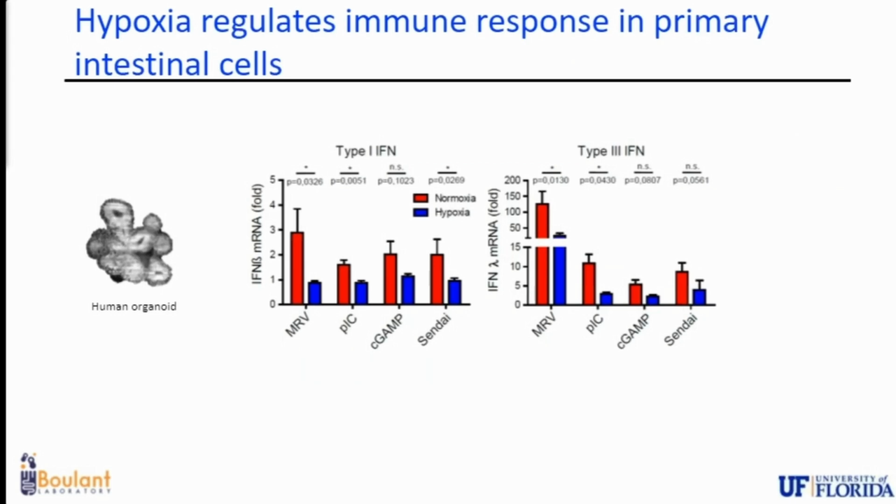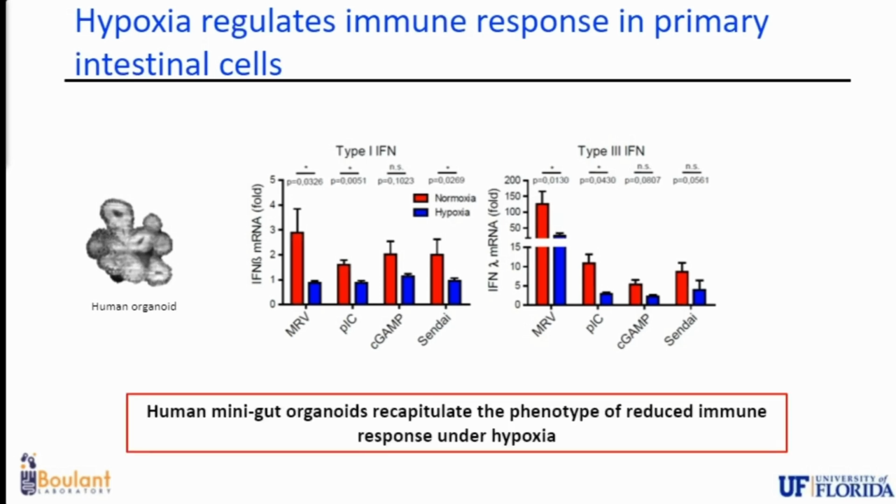If we take these organoids and now infect them with MRV or Sendai virus, or treat them with the agonist poly-IC or cGAMP to activate the RIG-I-like receptor pathway or the STING pathway respectively, you can appreciate here that in all stimuli, we have less immune response under hypoxia compared to normoxia. So globally, even in primary epithelial cells, hypoxia negatively impacts the intrinsic immune response generated by epithelial cells.